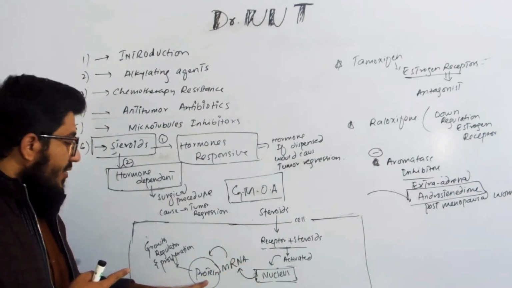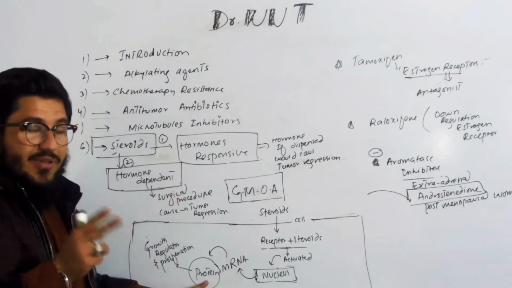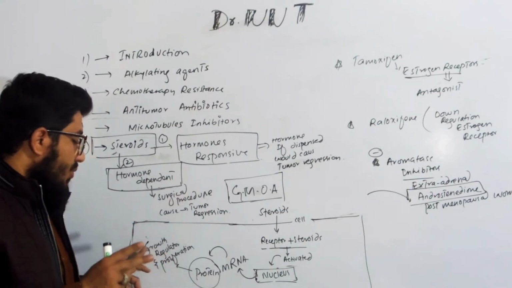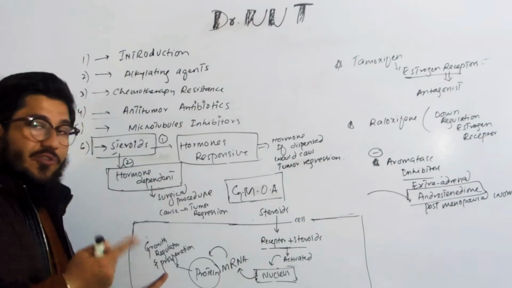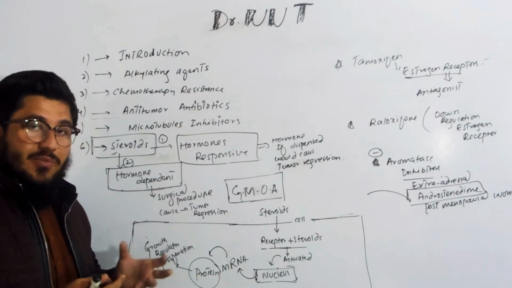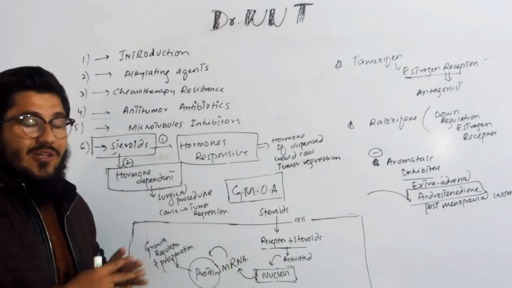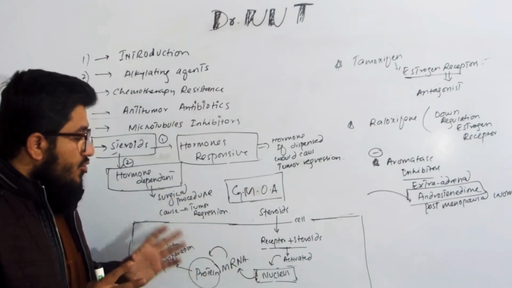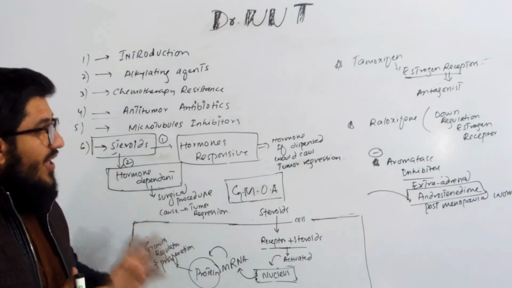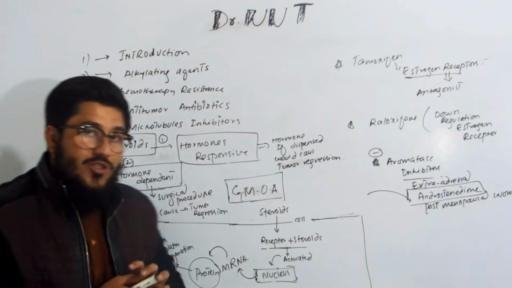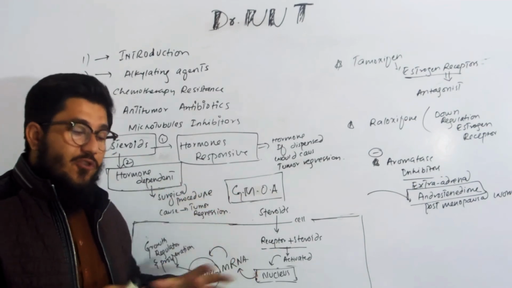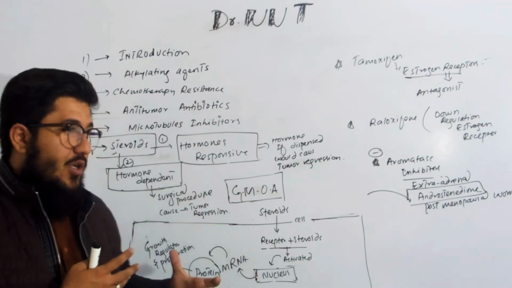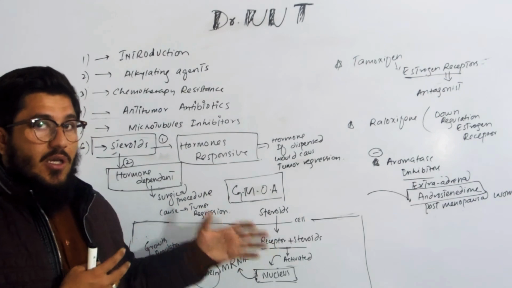This protein has two basic functions: one is growth regulation, and then proliferation. This protein is responsible for cellular growth and cellular proliferation. Now it has become a tumor cell, and we want to stop this tumor cell from further growth and proliferation. We will inhibit the steroids.